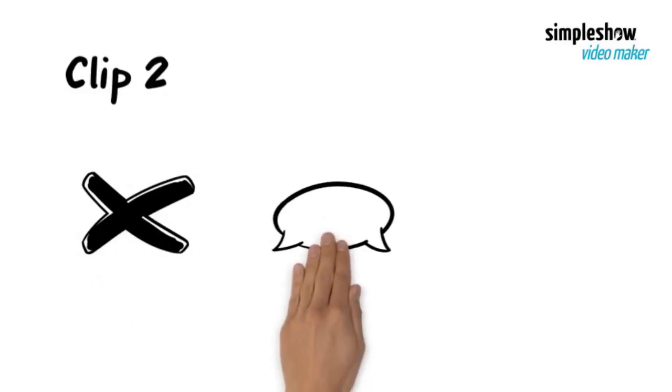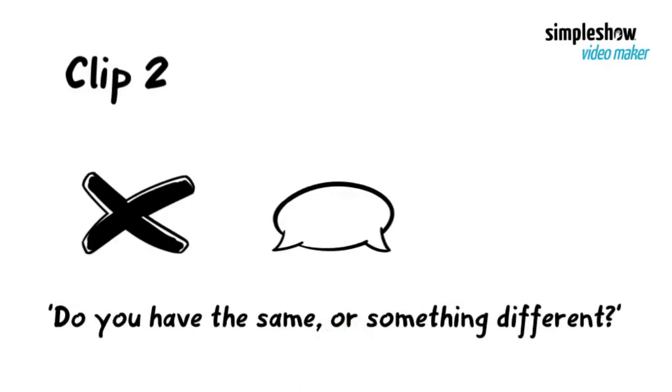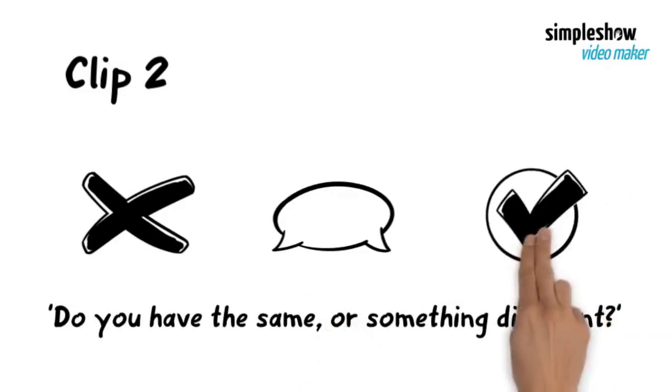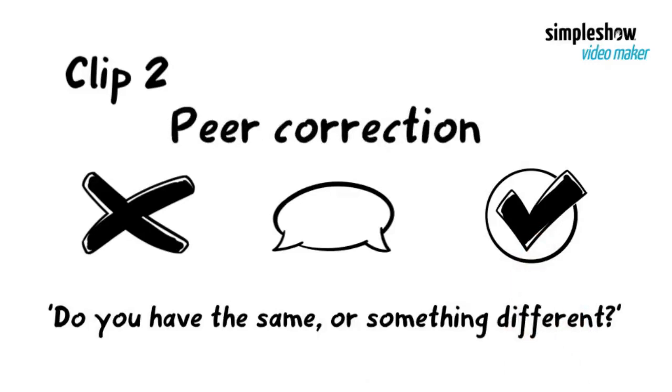In the second clip, the first answer that Erica gets from a student is incorrect, so she uses cross-checking again. She asks the class, "Do you have the same or something different?" This enables another student to give peer correction, emphasizing the value of contributions from the whole class.